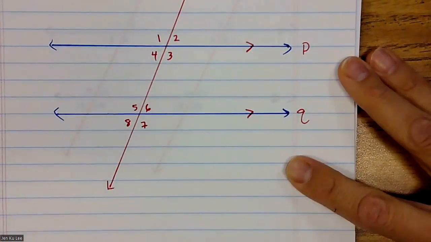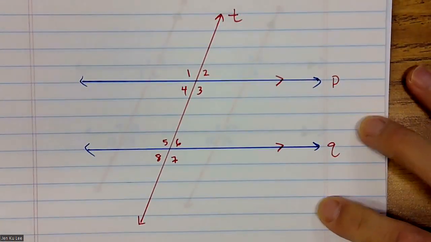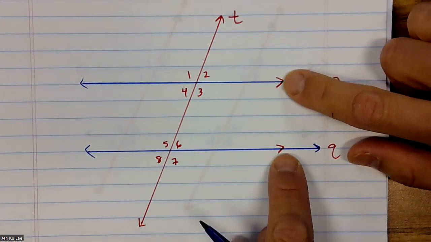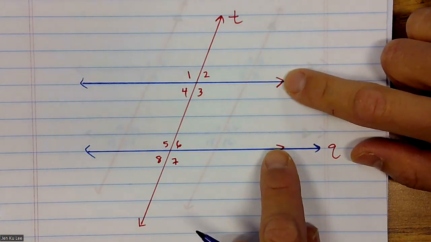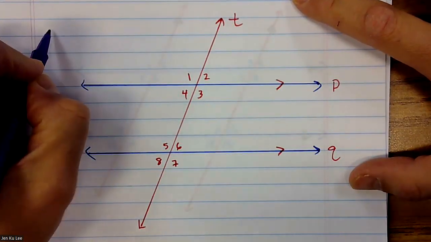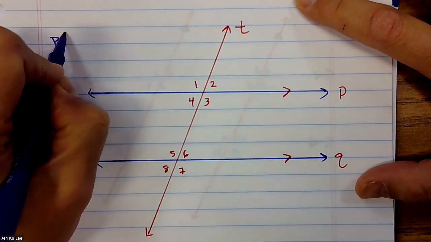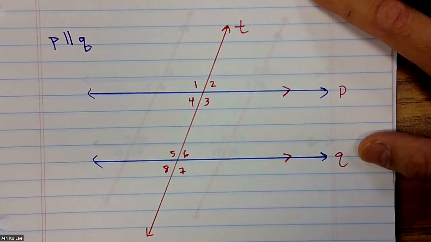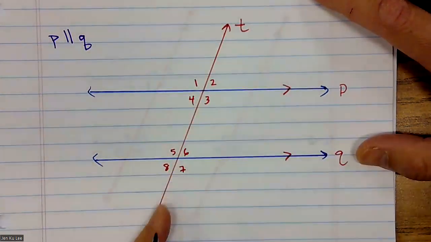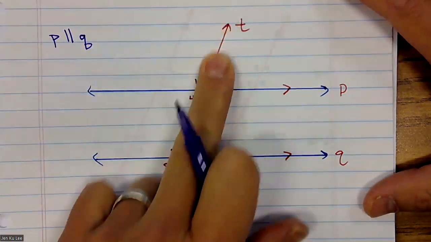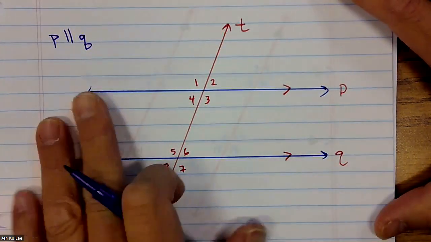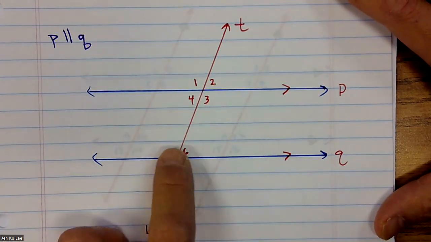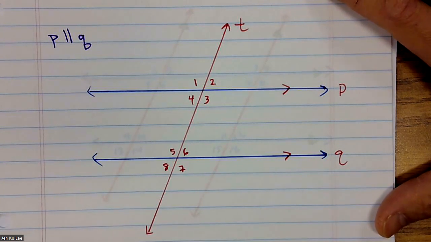So I drew this picture here, line P and line Q. Notice they are parallel because of these little arrow markings, right? And I can say that line P is parallel to line Q, just like that. And T is my transversal, right? So if T is my transversal, P and Q are my parallel lines. I numbered all of these angles, 1, 2, 3, 4, 5, 6, 7, 8, right?